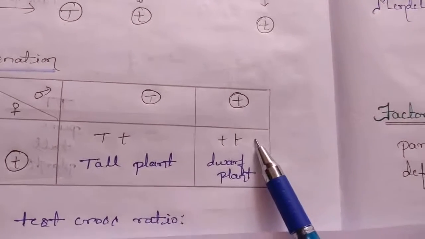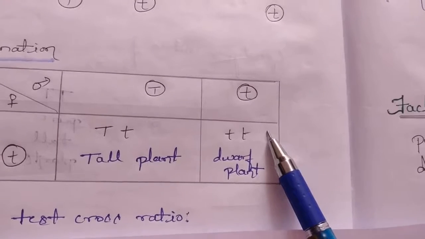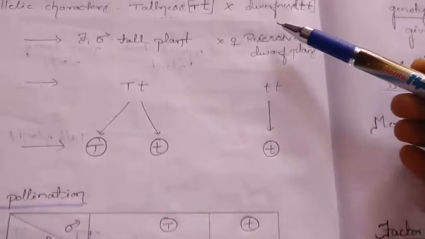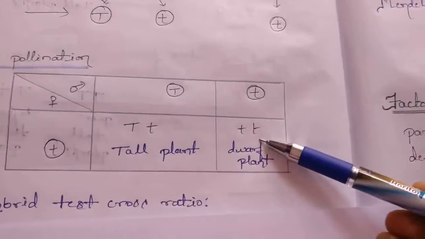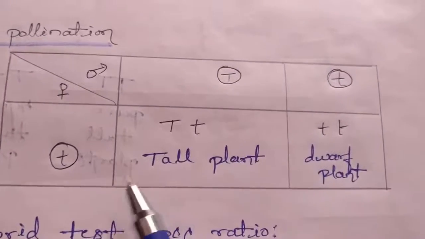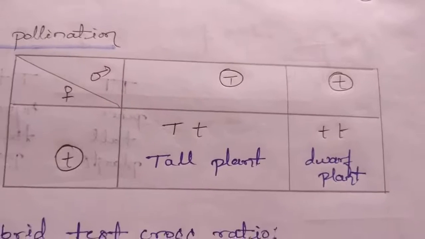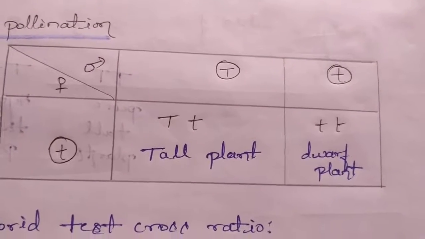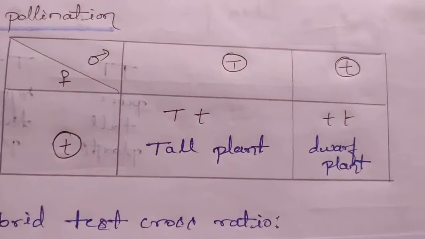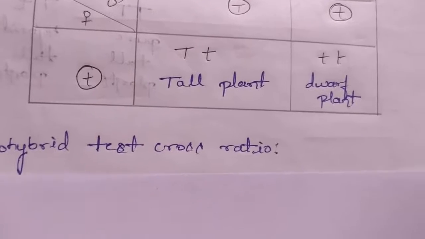Here, the next dwarf plant you are going to get will be a homozygous pure dwarf plant. The same parental plant that we took here has been got back. Are you observing? So by this test cross, we come to know how the gametes are cross pollinated and how they are mixed up to get the next generation. By this we are going to get the result, the monohybrid test cross ratio.